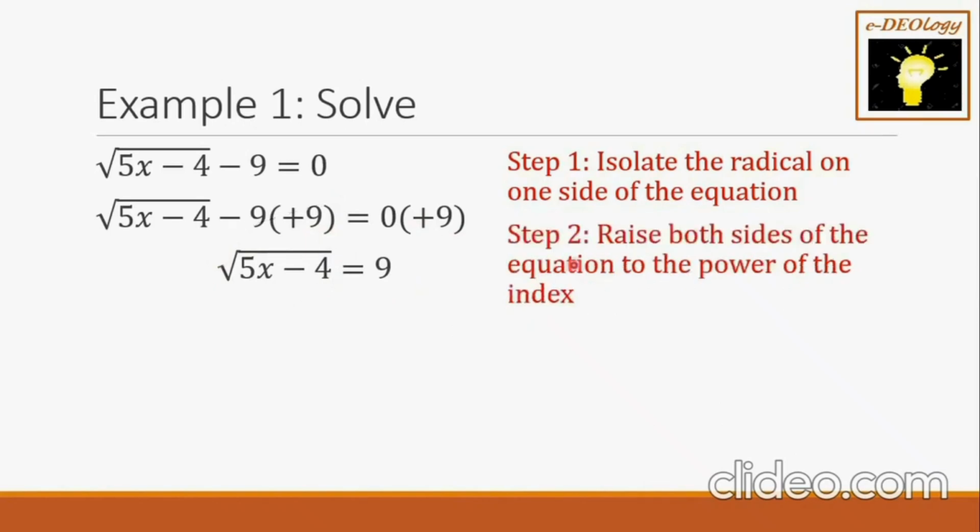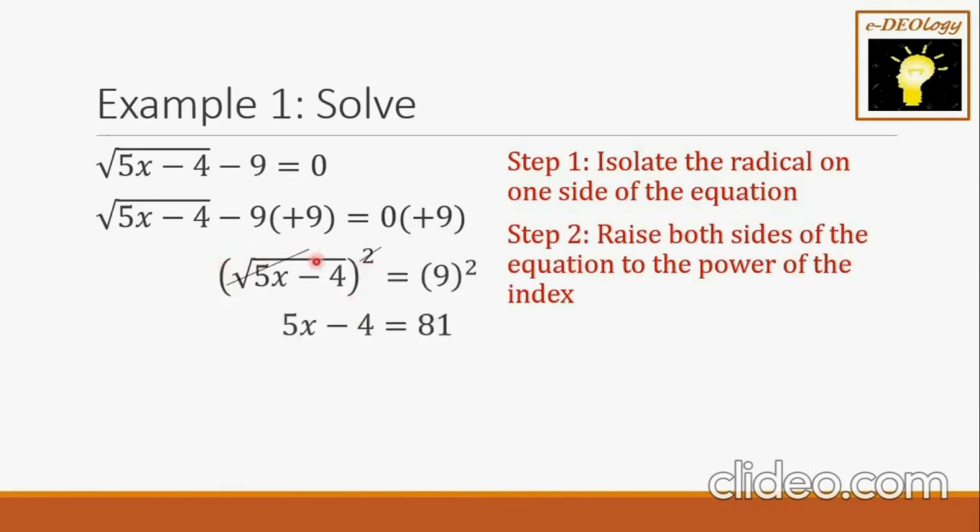We'll go to step 2. Raise both sides of the equation to the power of the index. In our radical, our index here is 2. So we are going to raise both sides of the equation by 2. We can now cancel the radical and the power 2 here. The 5x minus 4 will be simplified, and on the right side the 9 squared is equal to 81. From here we'll go to step 3.